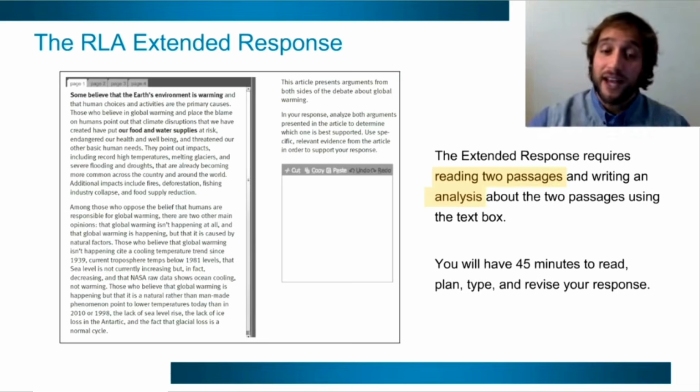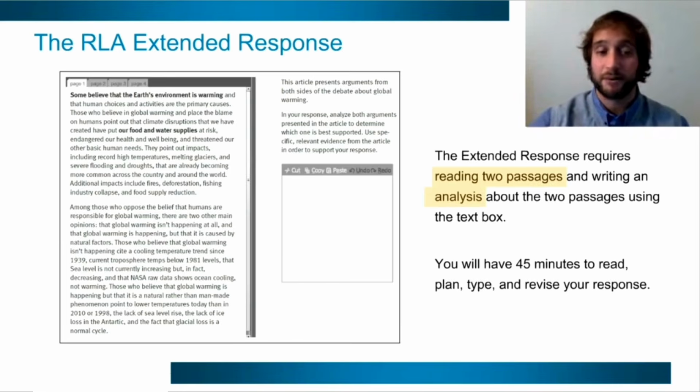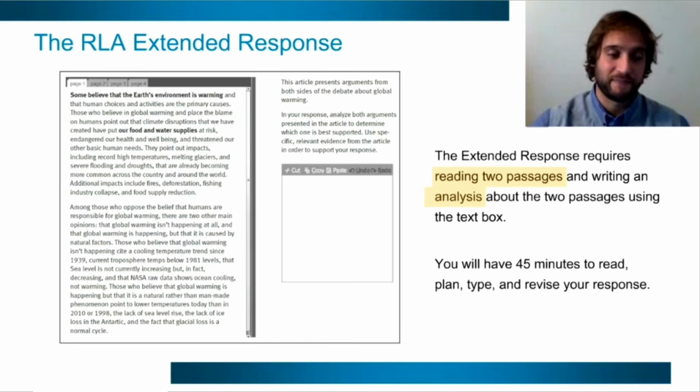Now, in terms of the timing, we will have 45 minutes to do everything. Read, plan, type, revise, everything. We have 45 minutes to accomplish that. But once you see the steps that we can take and how we can master this process, 45 minutes is going to feel like plenty of time.